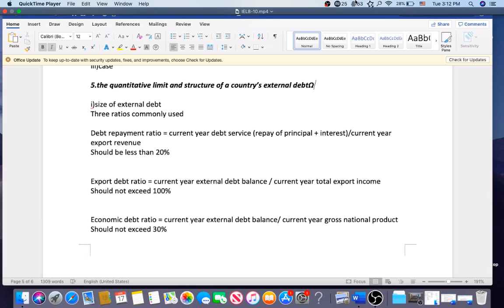The economic meaning is the proportion of the current year's external debt balance to the current year's gross national product, indicating the relationship between the amount of external debt owed and the overall economy. This ratio should not exceed 30%. It means the safety line is 30%.